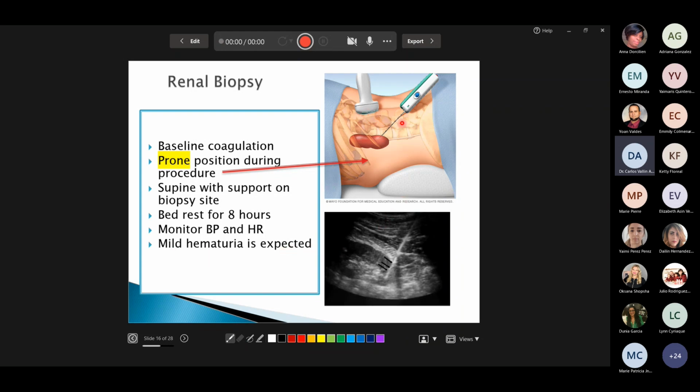Hematuria after a renal biopsy is expected because you expect some bleeding, a mild hematuria, the same as the cystoscopy, a mild bleeding, okay, after the procedure. It is expected.